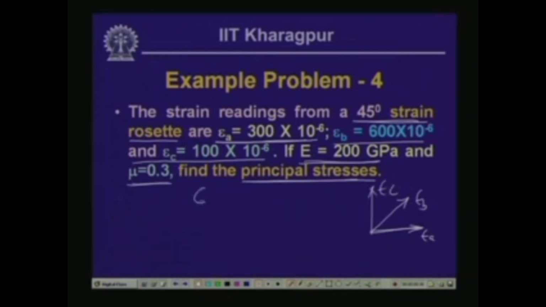And as we have seen, epsilon x is equal to epsilon A, epsilon y is epsilon C, and gamma xy by 2 thereby is equal to epsilon B minus epsilon A plus epsilon C by 2. Now, from this we can get the values of epsilon x, epsilon y, and gamma xy, and we can compute the values of the stresses.